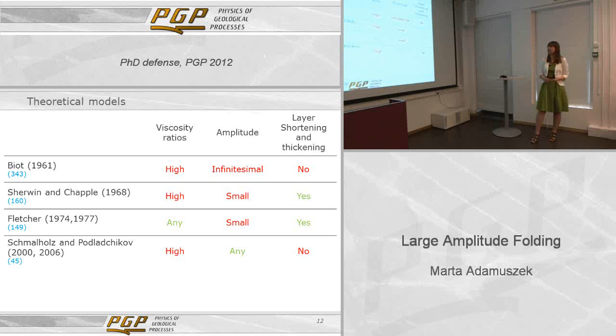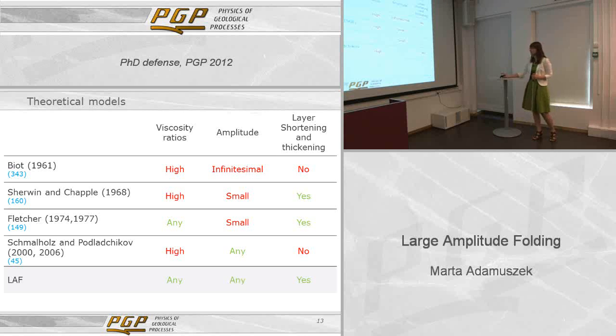And I wanted to stress here that these are the classical theoretical models that predict the evolution of folds. And here in blue, I put the number of citations. We see that these models are classical and highly cited. The most cited work is the work by Biot, which, as you can see, is the most restrictive. And as we see, none of these methods is applicable to all viscosity ratios and all amplitudes, and also takes into account layer shortening and thickening.